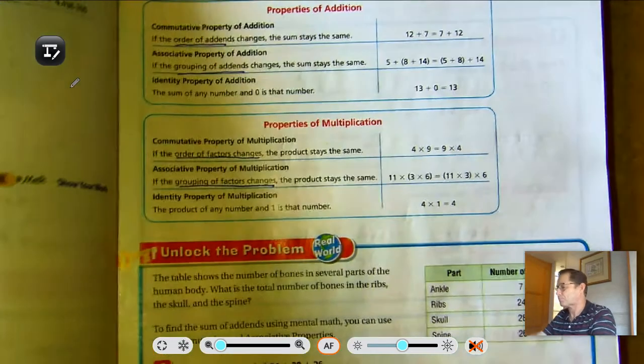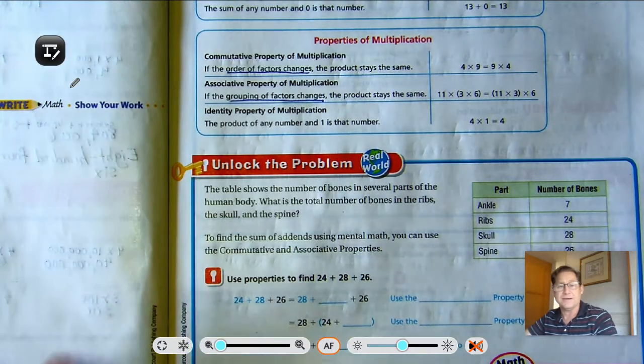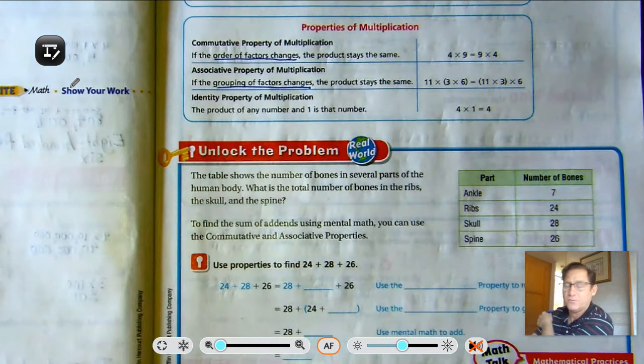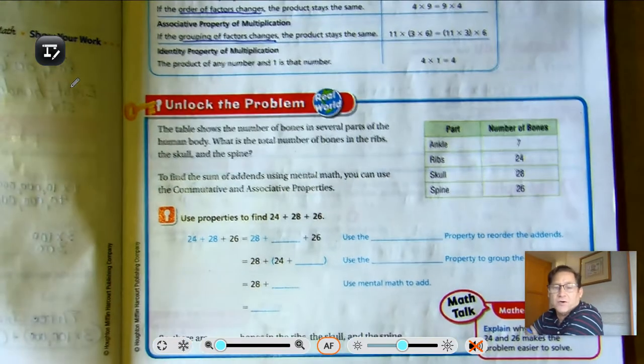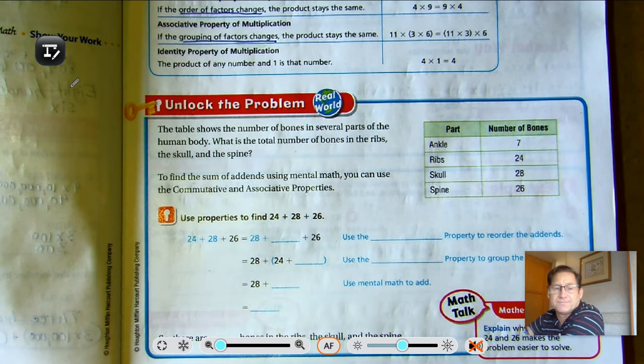Okay. All right, so let's look at some examples. So the Unlock the Problem for this lesson. The table shows the number of bones in several parts of the human body. What is the total number of bones in the ribs, the skull, and the spine?